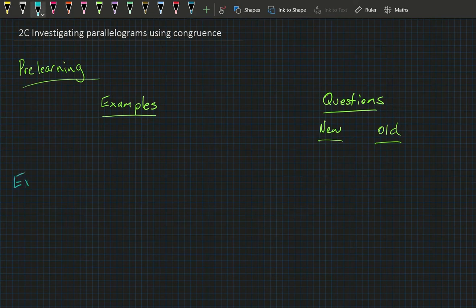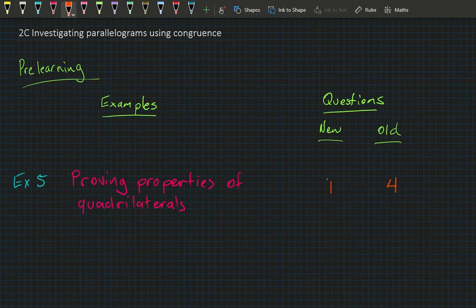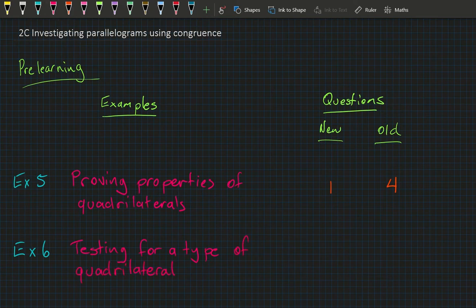In this lesson, example 5 will be proving properties of quadrilaterals. And your pre-learning for that will be question 1 in the new book and question 4 in the old book. And then we do example 6, which is testing for a type of quadrilateral. And your pre-learning for this example is question 4 in the new book and question 7 in the old book.